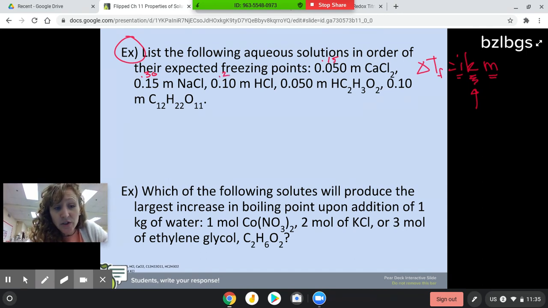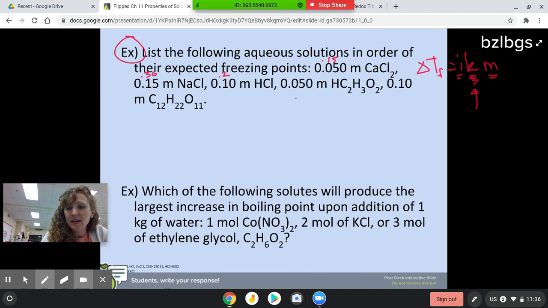Okay, so what I'm doing currently is I'm multiplying the molality by the Van't Hoff factor to figure out a new concentration, and that's what I'm going to base my ranking on. So calcium chloride splits into 3 ions. 0.05 times 3 is 0.15. Sodium chloride splits into 2 ions. 0.15 times 2 is 0.3. HCl is a strong acid. It's going to dissociate completely, splitting into 2 ions. So 0.1 times 2 is 0.2.